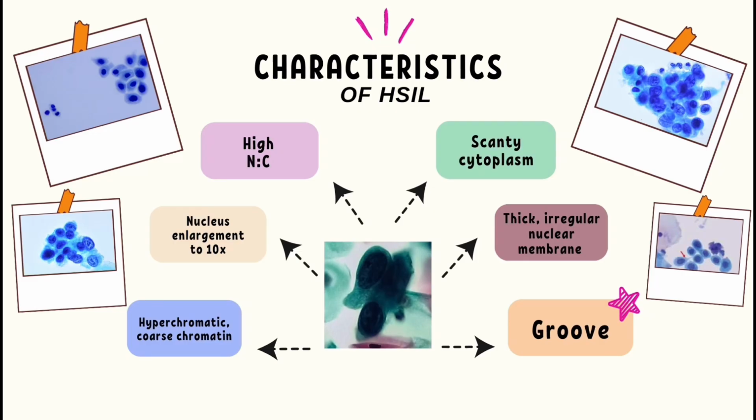Next are the characteristics of HSIL seen in pap smear. Firstly is a high NC ratio, which also shows nucleus enlargement to 10 times. Next is hyperchromatic with coarse chromatin, followed by scanty cytoplasm. It also has a thick, irregular nuclear membrane and grooves are seen.